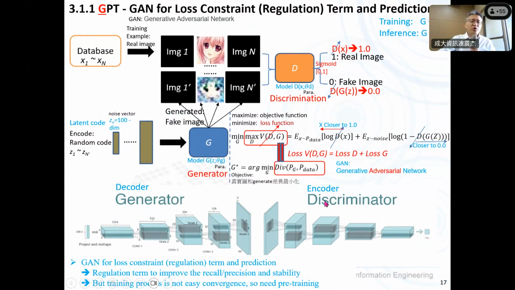Training has a generator and a discriminator. But for the inference, we just delete this one. We don't need the discriminator. We just input a random code, we call it latent, and we generate the result. So this idea is for the GPT from the GAN. In the inference, we don't need a discriminator.